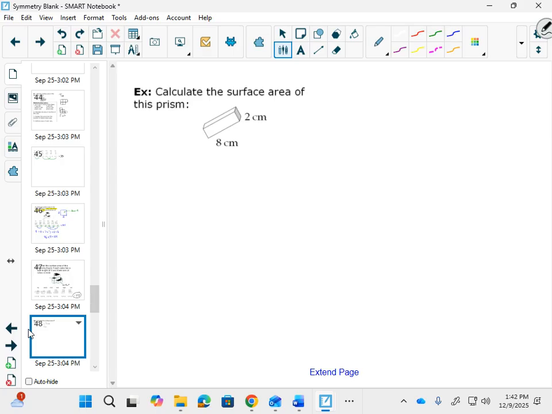Okay, I want you to imagine taking this and opening it up and making it flat. So if you cut this all apart, does the following make sense to you?